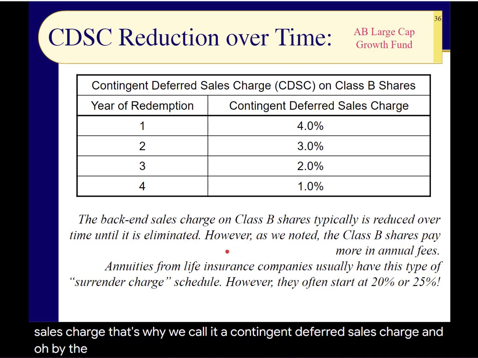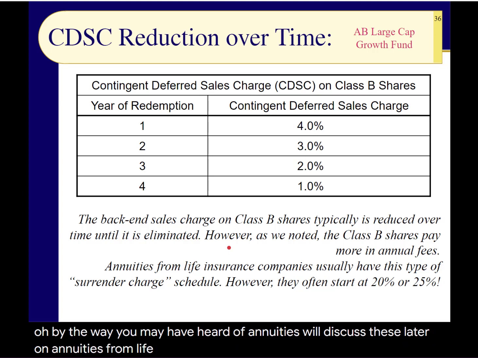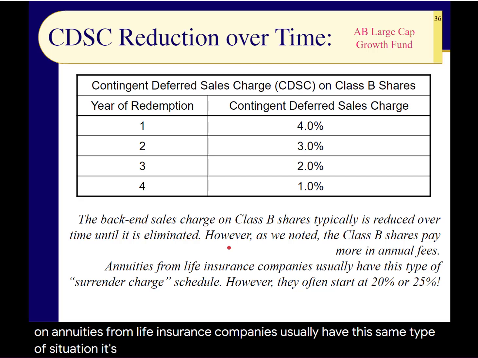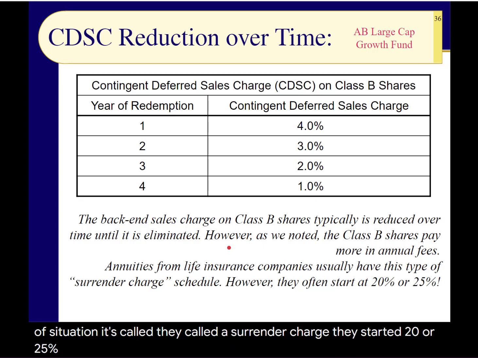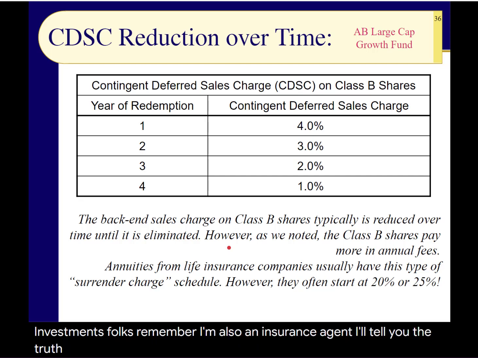And oh, by the way, you may have heard of annuities. We'll discuss these later on. Annuities from life insurance companies usually have this same type of situation. They call it a surrender charge. But they don't start at 4 or 5%. They start at 20 or 25%. Yeah, don't trust insurance companies with your investments, folks. Remember, I'm also an insurance agent. I'll tell you the truth.